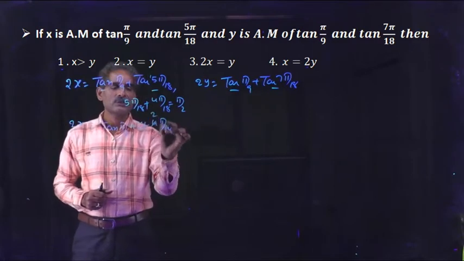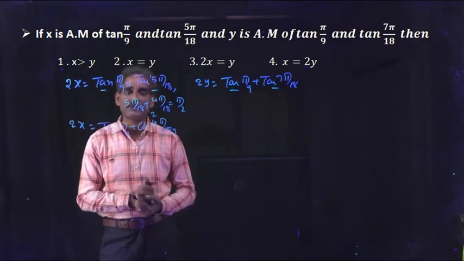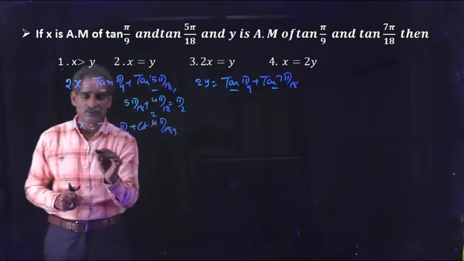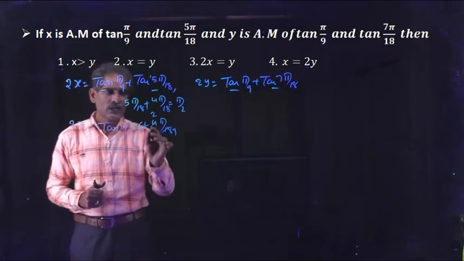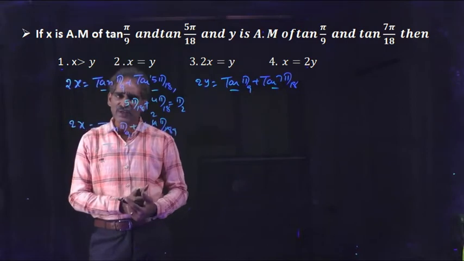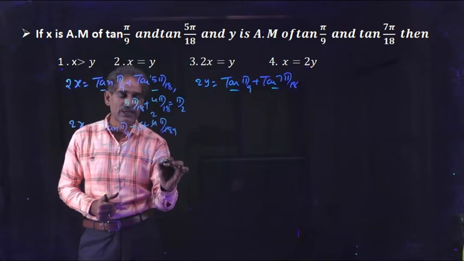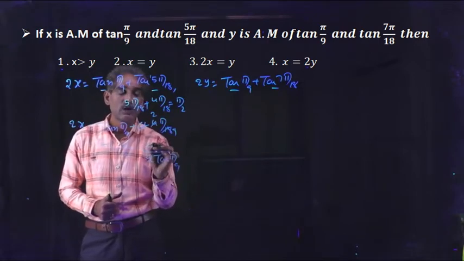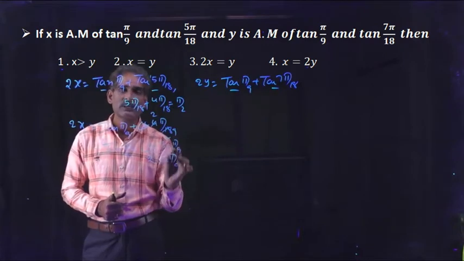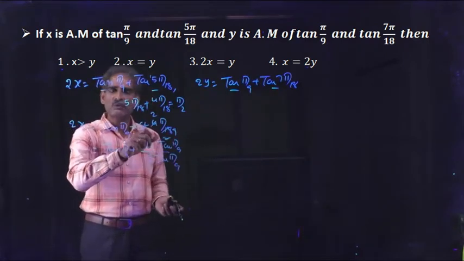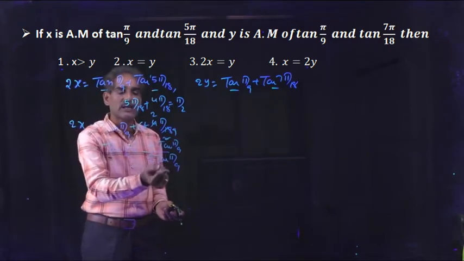So 4π/18 is 2π/9, so it is cot(2π/9), but it is in terms of tan 2θ. Try to write in terms of π/9. See here tan(π/9) plus cot 2θ. So try to write in terms of tan. That means cot 2θ is 1 by tan 2θ, that means 2 tan θ by 1 minus tan square θ, with θ equal to π/9. Understand? Here cot 2θ is there, we can write 1 by tan 2θ, which equals (1 minus tan squared θ) by 2 tan θ.